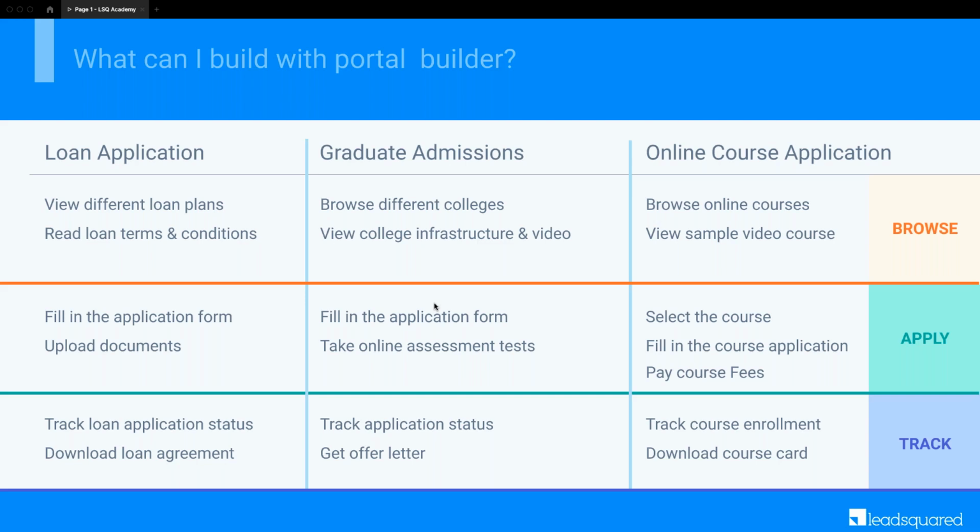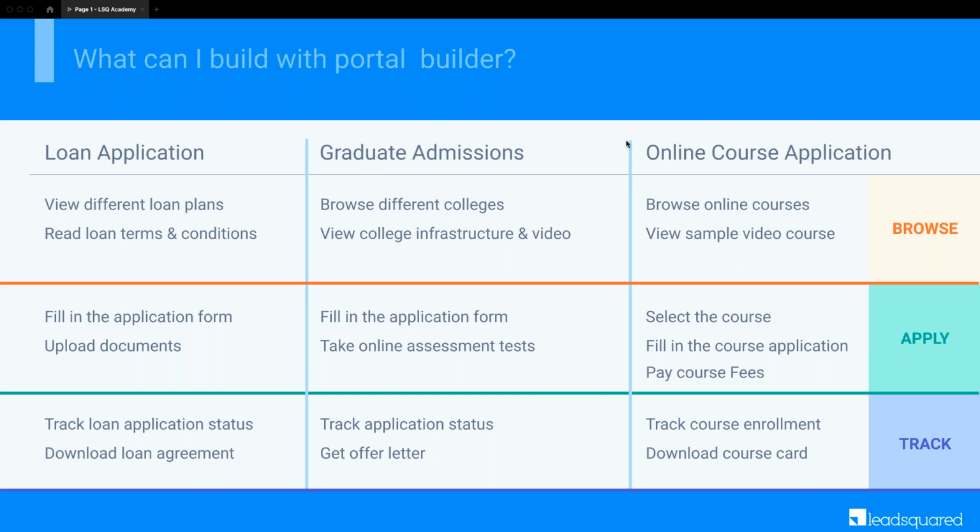And then, for example, you can even have them take different online assessment tests. Once they take those tests, you can have them track their application status right through the portal. They can see whether they have been approved for that particular course. If they have been approved, they can get an enrollment offer letter which they can download, or they can download brochures, or post-admission PDFs and other documents that will be required. So that is the case for graduate admission.